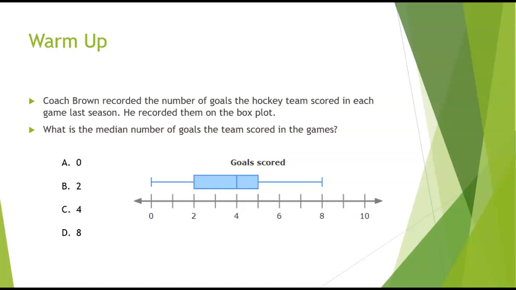You can stop the video, pick your number, and then restart the video when you think you got the answer. Okay, welcome back. So if you picked C, 4, you are absolutely correct. 4 is the median of the whole data set. It's the very middle of all the data. So in the box, it's the middle line right here, and you look down here, it says 4.